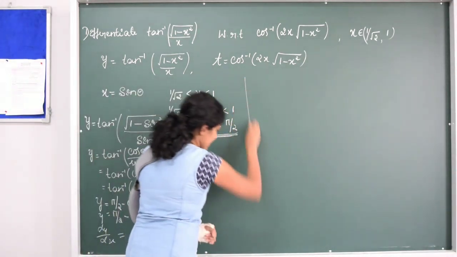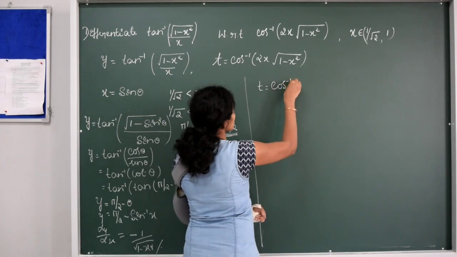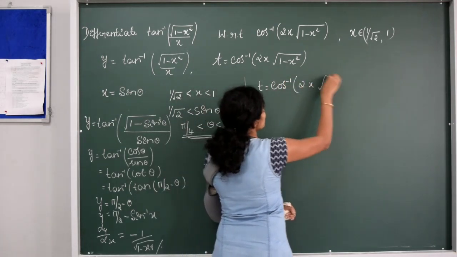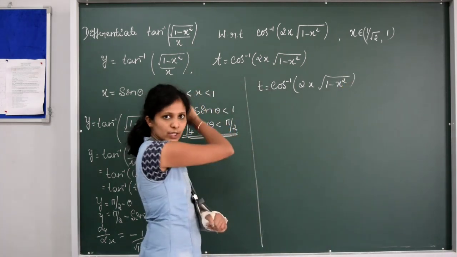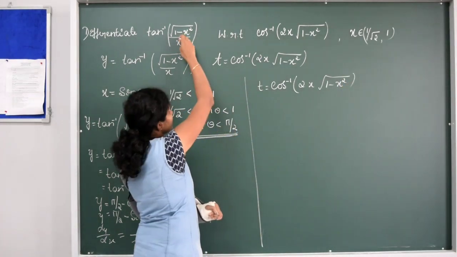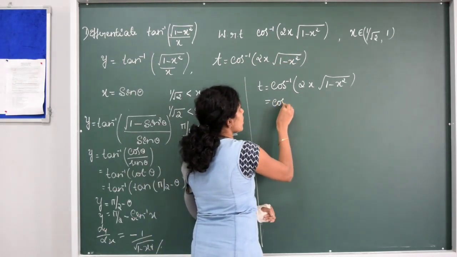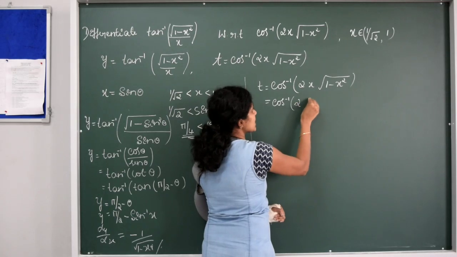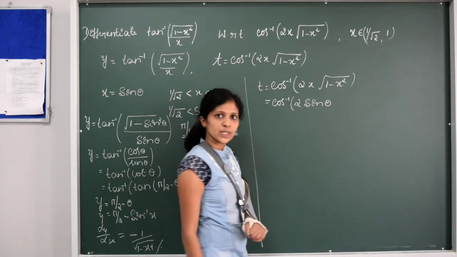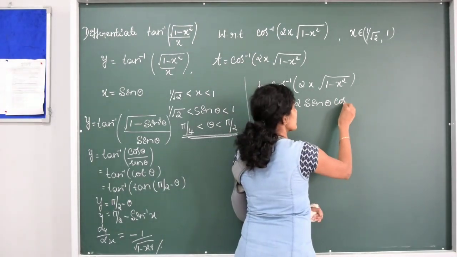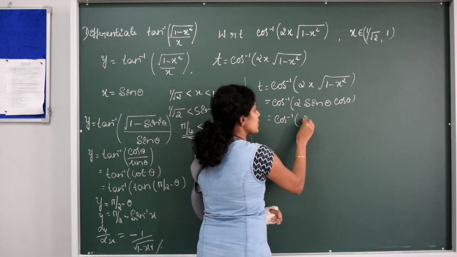Now we will consider the second function, that is t is equal to cos inverse of 2x into root of 1 minus x square, right? For the substitution, we have to give the same substitution because we are differentiating this one with respect to that. So we cannot change this. So this is now cos inverse of 2x is now sin theta, and directly here I write 1 minus sin square theta will be cos theta. So this is equal to cos inverse of 2 into sin theta.